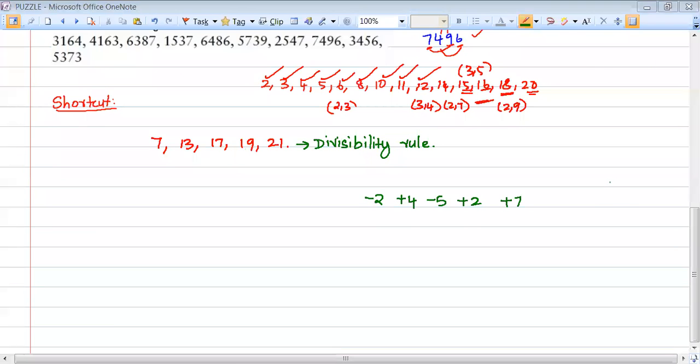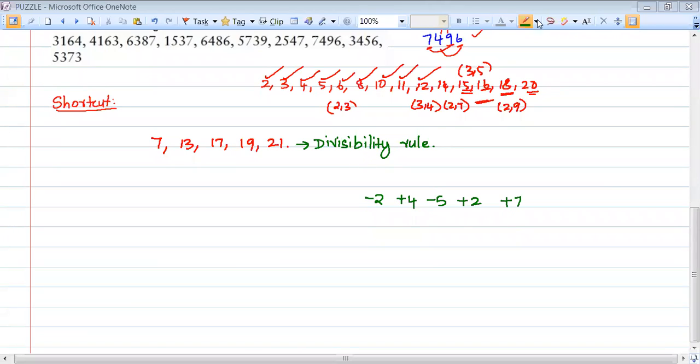So 9 is not a prime number, boy. So 9 is not a number in the pattern. It is not a prime number. Got it? So -2 plus 4 minus 11. Yes, 11 is a prime number, but you already know the trick for that, isn't it? 11. So that's why I didn't include it.